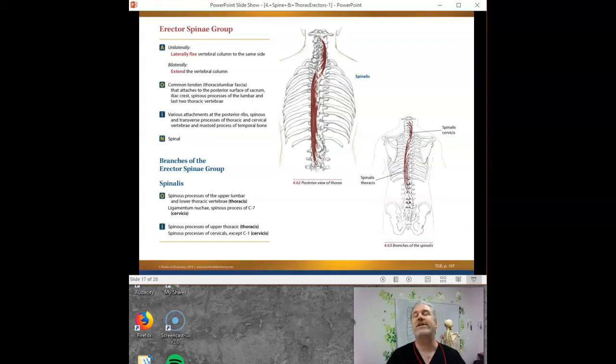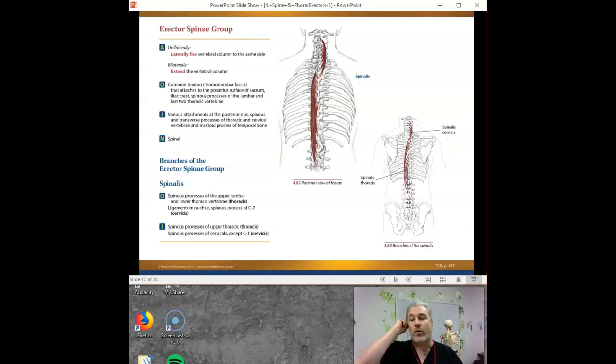And you guys feel these muscles all the time. Have you ever seen somebody that looks like they've got ropes going down their back a little bit and the spine is sunken in a little bit? You're looking at their spinal erectors, especially the spinalis and longissimus.